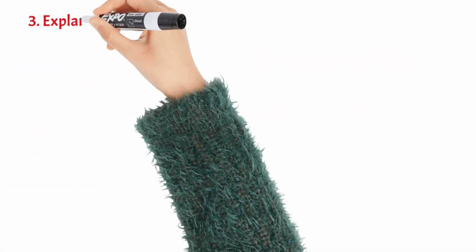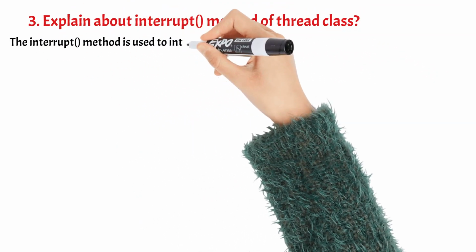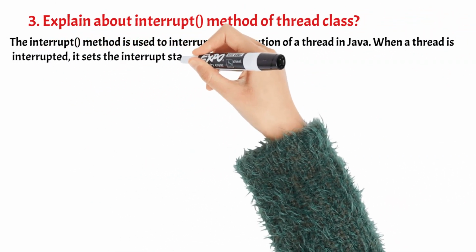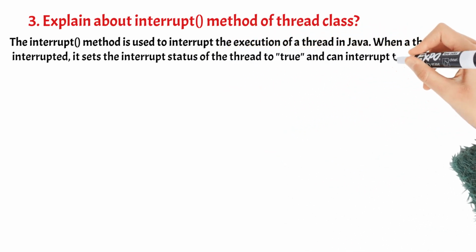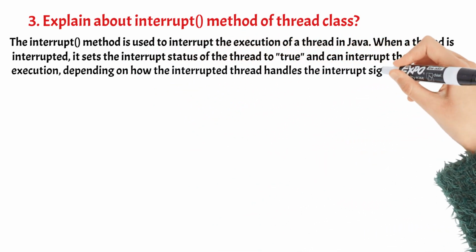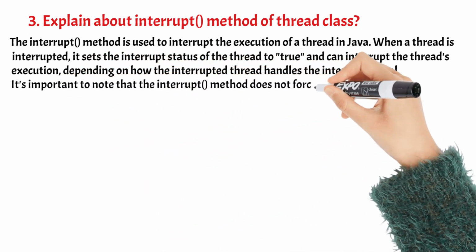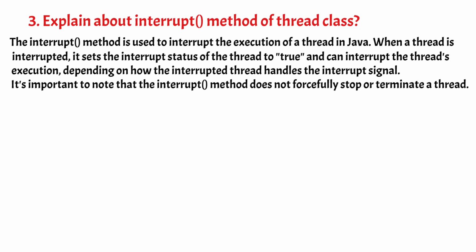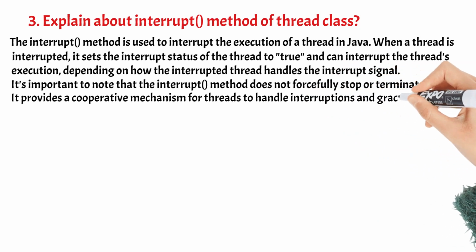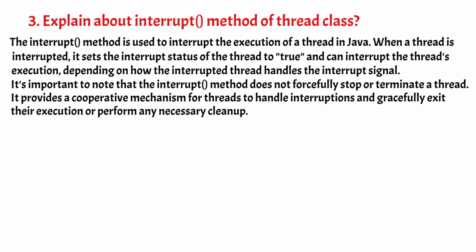3. Explain about interrupt method of Thread class. The interrupt method is used to interrupt the execution of a thread in Java. When a thread is interrupted, it sets the interrupt status of the thread to true and can interrupt the thread's execution, depending on how the interrupted thread handles the interrupt signal. It's important to note that the interrupt method does not forcefully stop or terminate a thread. It provides a cooperative mechanism for threads to handle interruptions and gracefully exit their execution or perform any necessary cleanup.